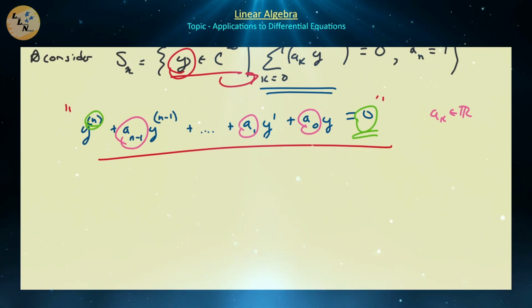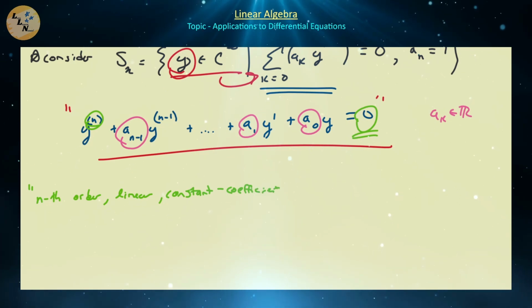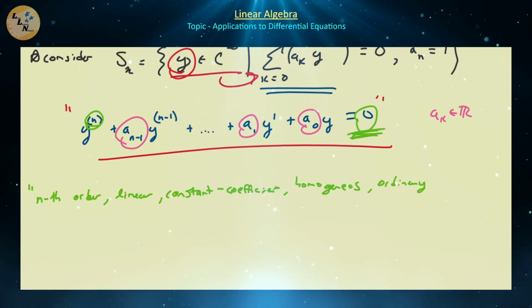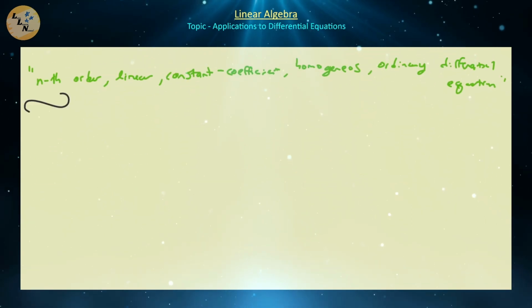And the highest derivative in this expression will be equal to n. So this is what we refer to as an nth order linear constant coefficient homogeneous, that's what the 0 at the end means, ordinary differential equation. So S_n is going to be the set of all solutions to nth order linear constant coefficient homogeneous ordinary differential equations. Right? So what is so special about this set?